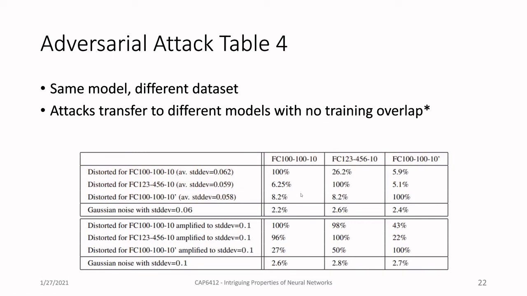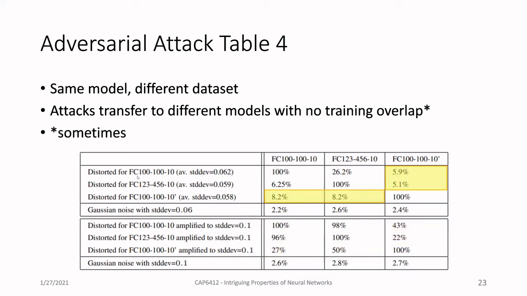So at this point, we can say that attacks do transfer to different models when there is no training overlap, but maybe it's not always the case. Let's see the second part of the table. The obtained adversarial samples are amplified to see how well they perform. When amplified to a standard deviation of 0.1 and sent to the third model, we see an increase in the fooling rate. It's 43 and 22. And similarly, for the third model, it's 27 and 50.